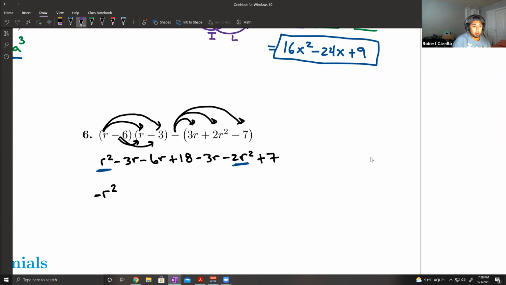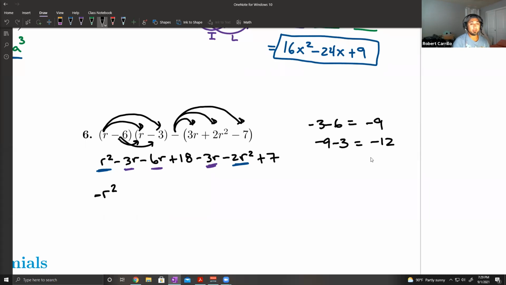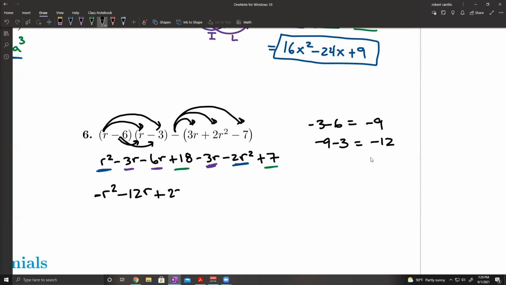Okay. And then we look at our r's. Negative 3r minus 6r minus 3r. What is negative 3 minus 6? Negative 9. And then we have to tack on that last 3. So what's negative 9 minus 3? Negative 12. You get negative 12r. And then we are left with 18 plus 7. What does that give me? 25. That's it. Painless, right?